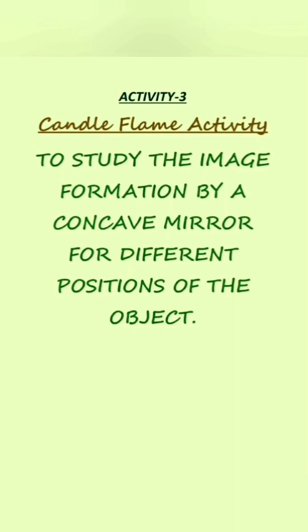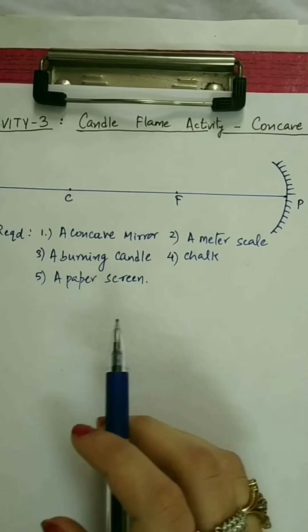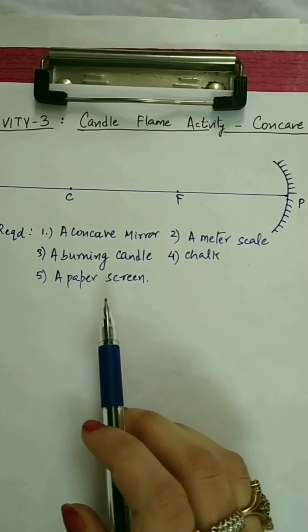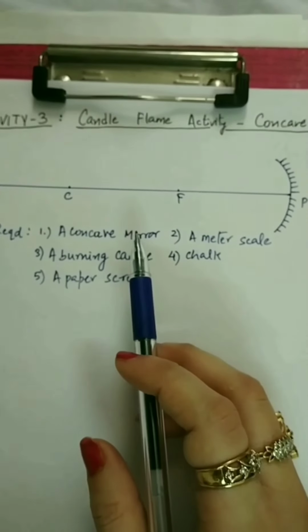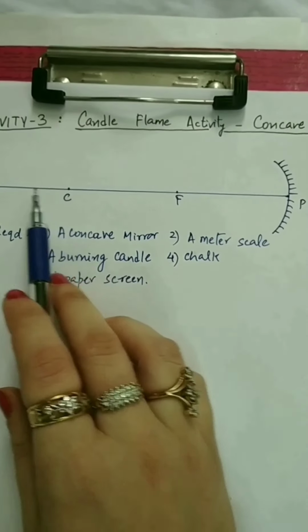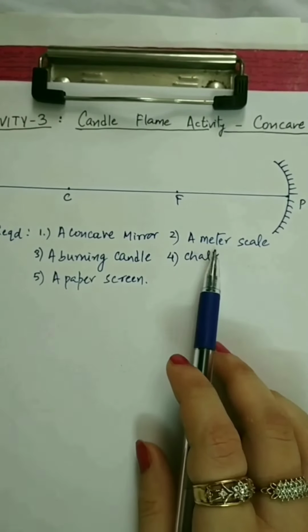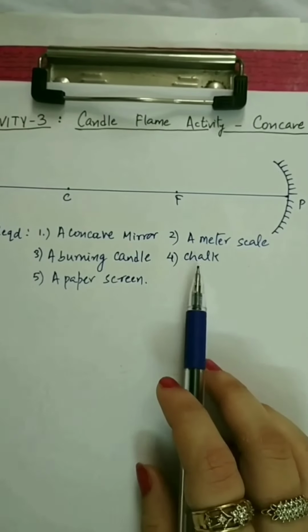In the third activity, we are going to study the position, nature and size of the image formed by a concave mirror for different positions of the object. In this activity, we will place the burning candle in front of the mirror at different positions and will place the screen at a point where we will get the sharp image of the candle flame. For this we need a concave mirror, a meter scale, a burning candle, chalk and a paper screen.